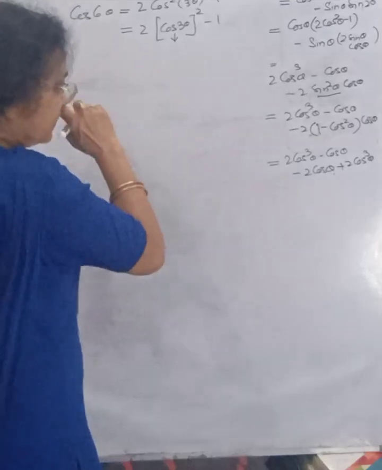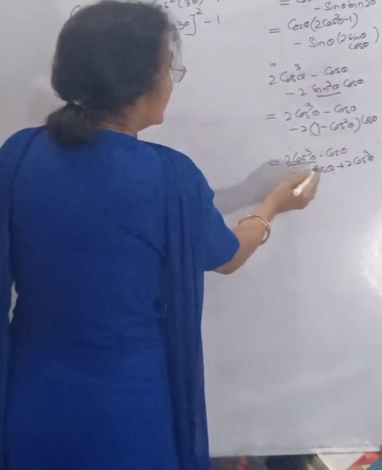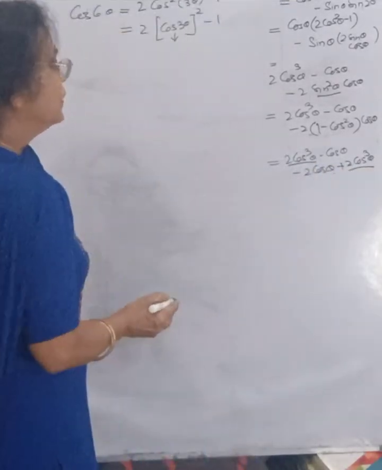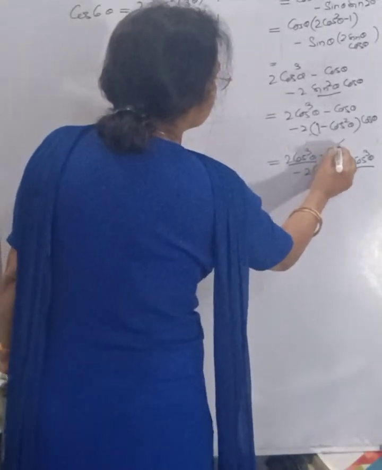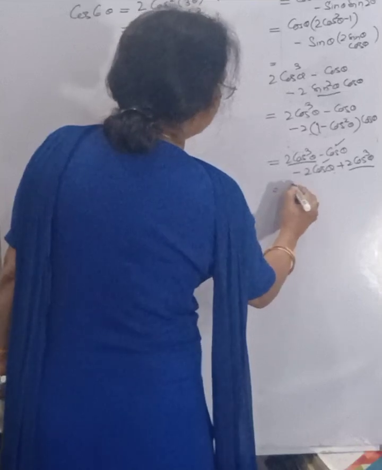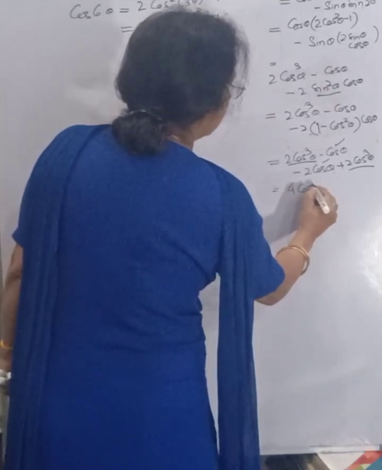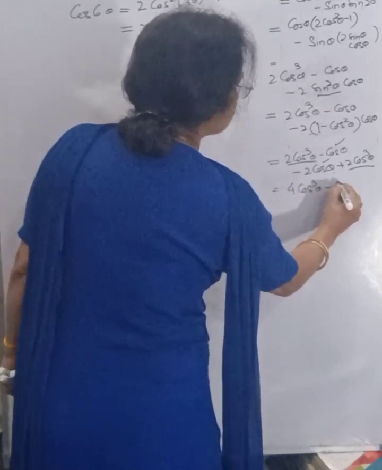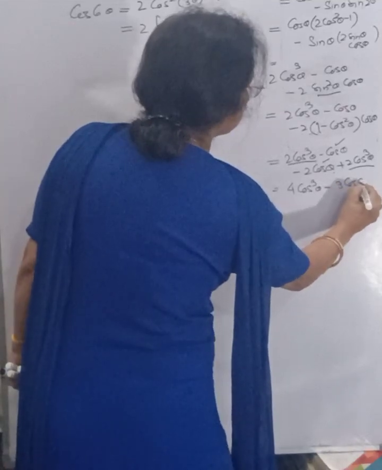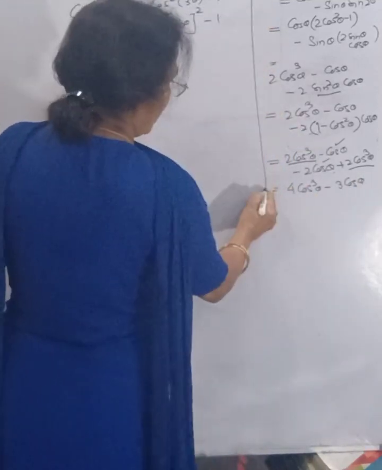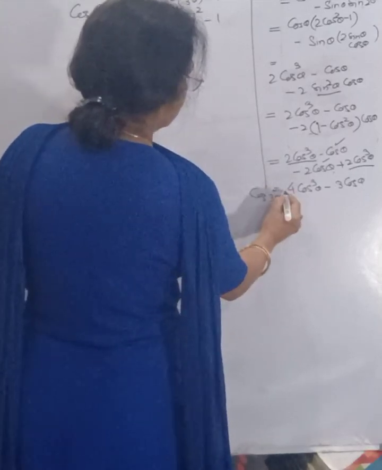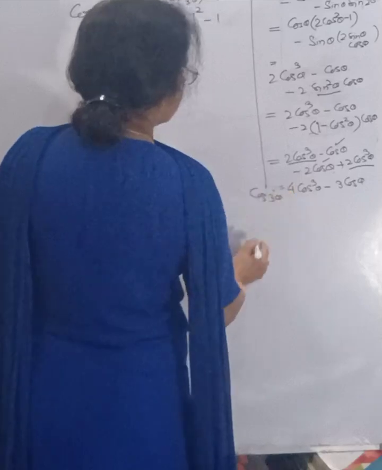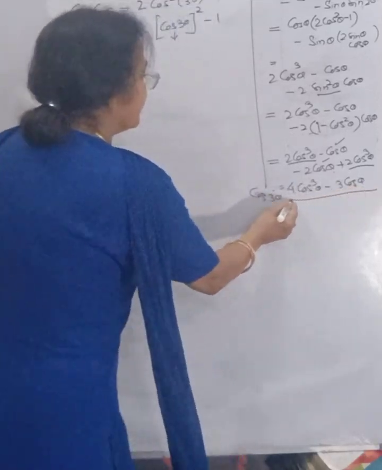This cos theta, this 2 remains, plus 2 into cos cube theta. Okay, this 2 cos cube theta and this 2 cos cube theta are added together, and the single cos from this and this. So we'll get 4 times cos cube theta minus 3 cos of theta. This is the value of cos of 3 theta. In place of cos of 3 theta we can write this term.